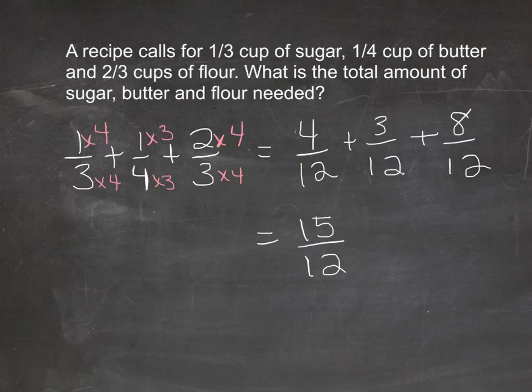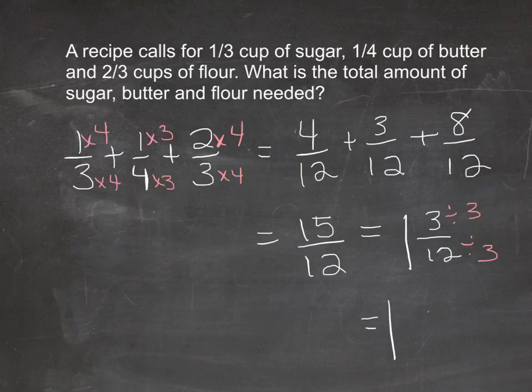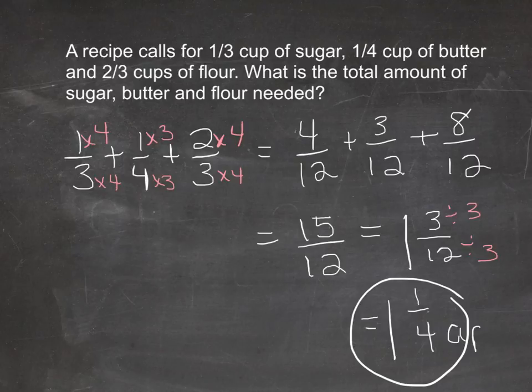So if I were to do that, I have one group of 12 coming out of 15, and then I'll have 3 out of 12 left. Okay, and then I can reduce that fraction part, 3 over 12. I can divide both the top and the bottom of the fraction by 3. So I get 1 and 1/4. Okay, so 1 and 1/4 cups of ingredients in total.